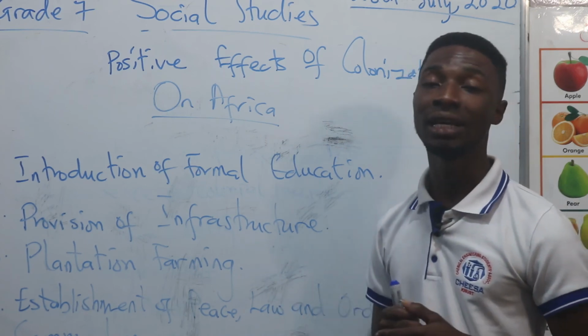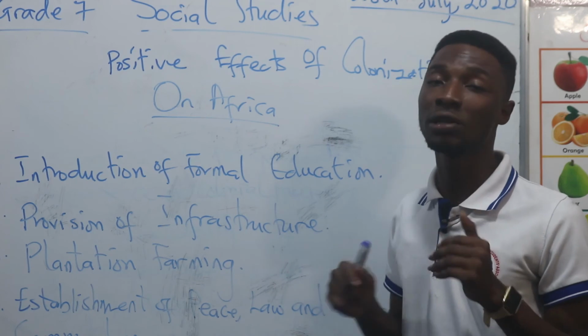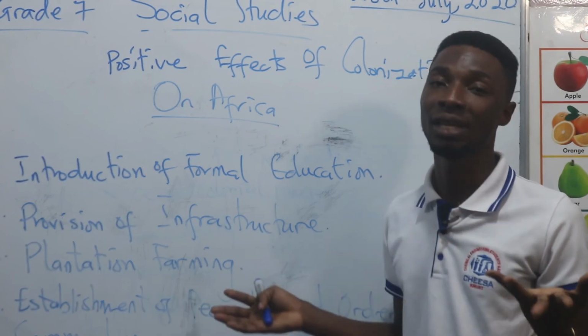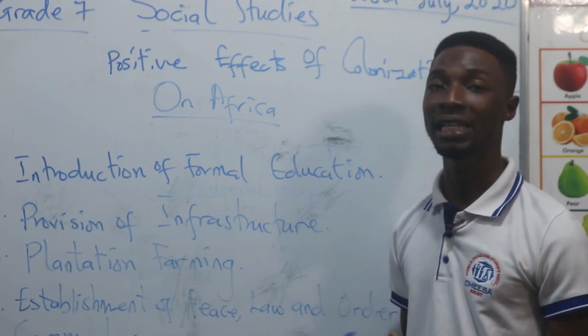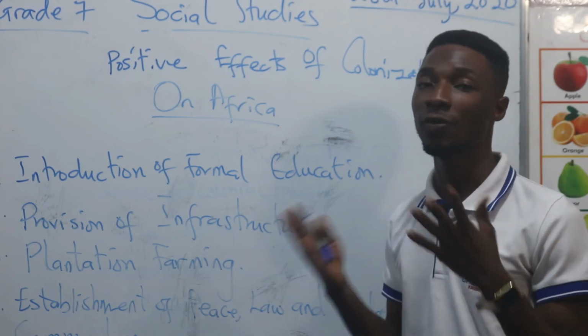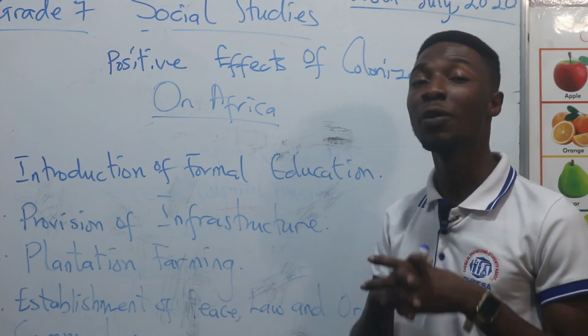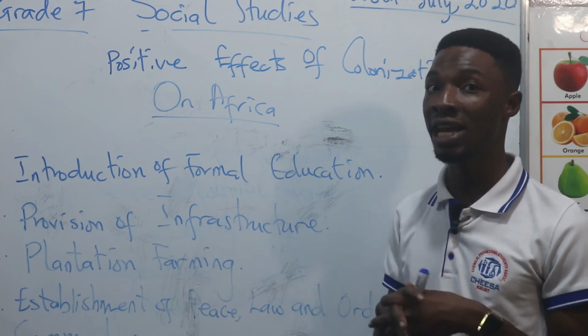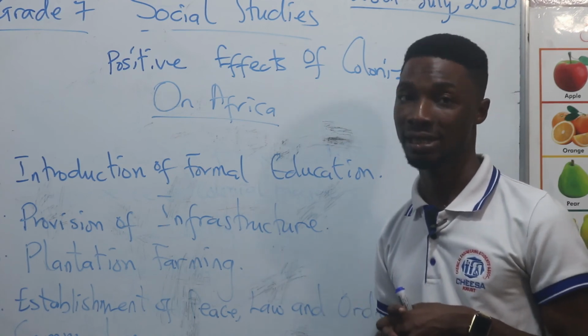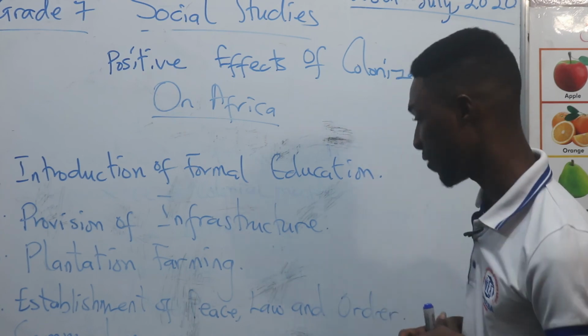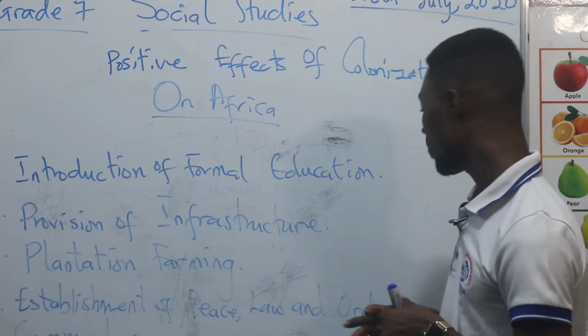Plantation farming. The colonial masters introduced a lot of plantation farming in Africa, such as sugarcane plantations, cotton plantations and other plantations that could benefit the production and industries of the colonial masters that were established in Africa. Establishment of peace, law, and order.